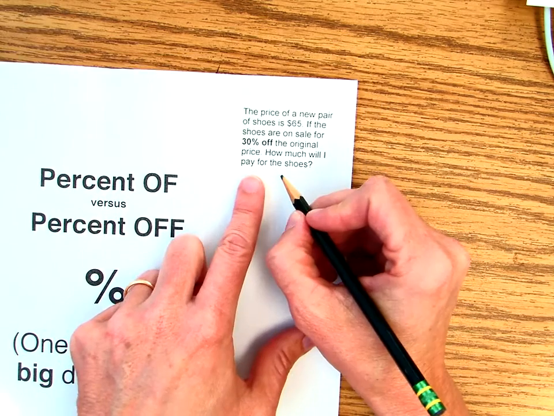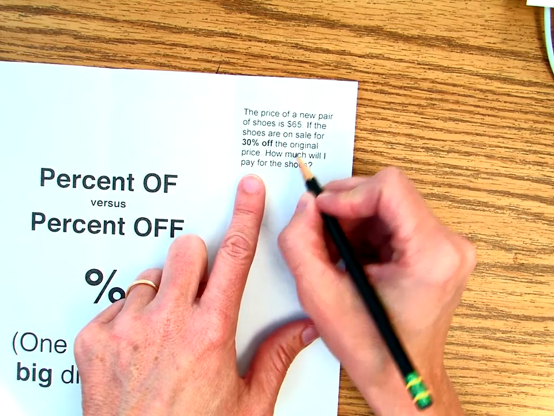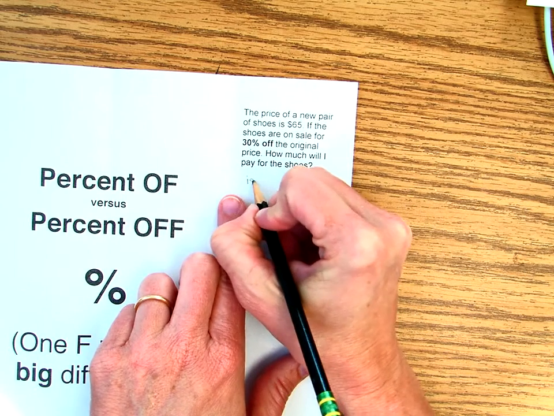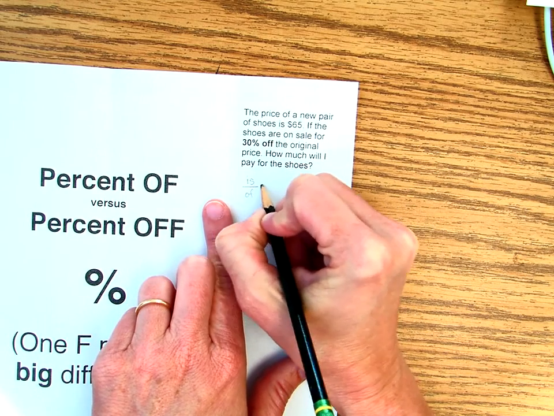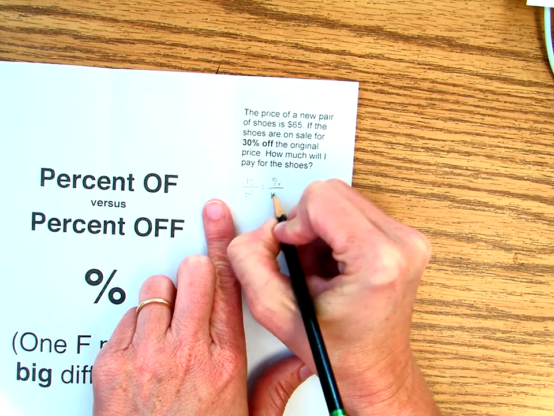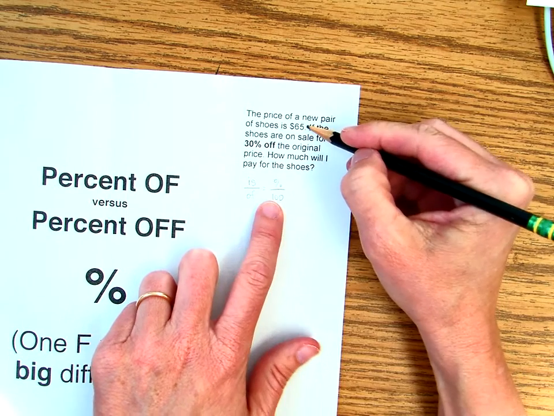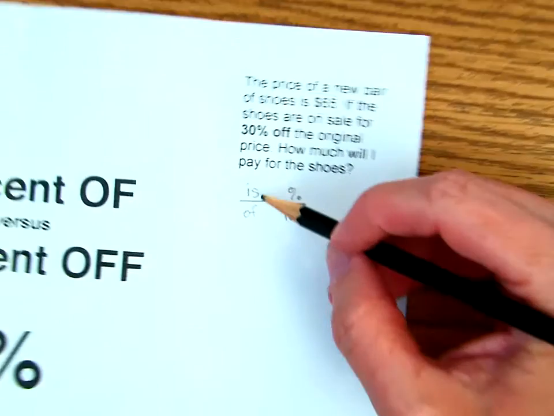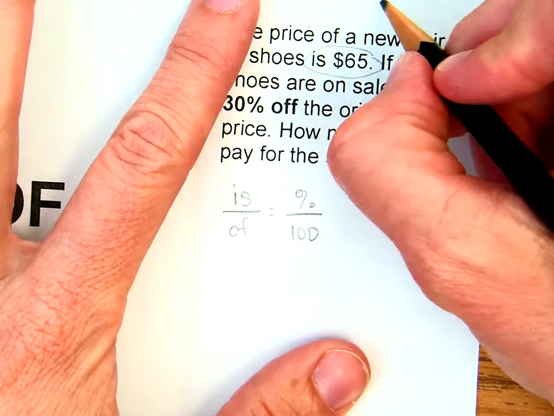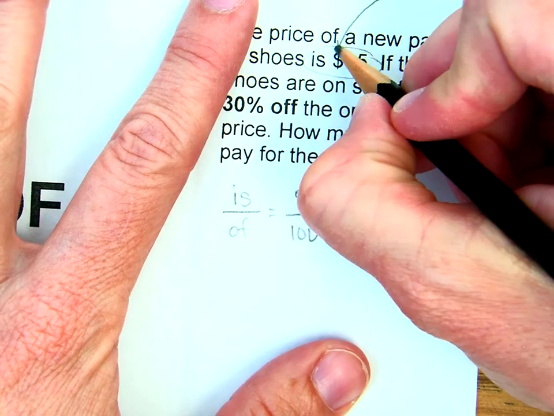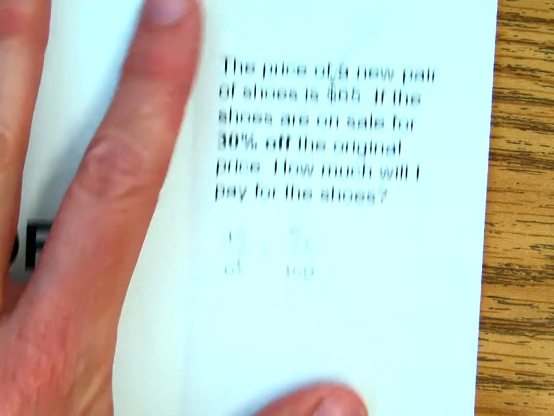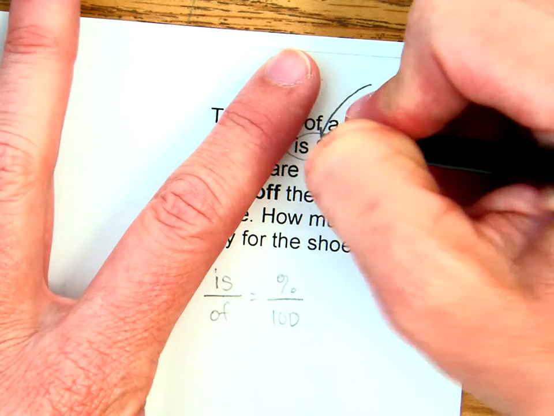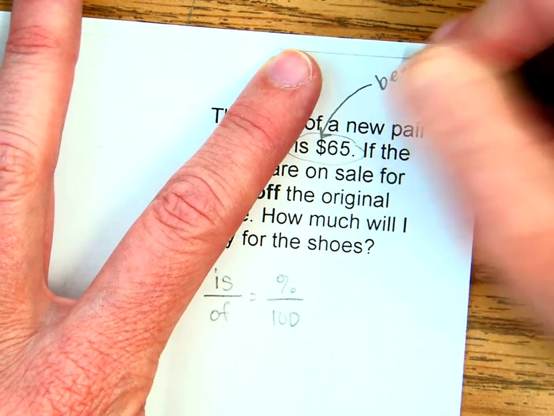So in this case, we have the price of a new pair of shoes is $65. And if you're used to setting up your proportion, the is over of equals percent out of 100, and you just read that is and put the $65 in the is section, that's going to be a problem. So I need for you to be aware that just because you see the word is in a word problem does not mean that amount goes in the is spot. So I want you to draw an arrow and say be careful.